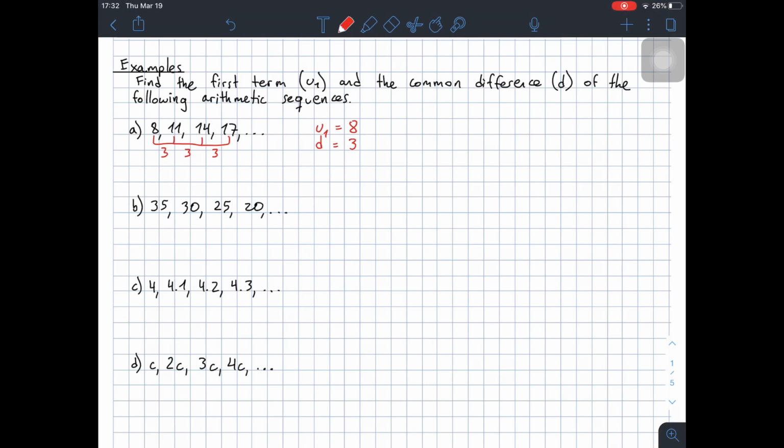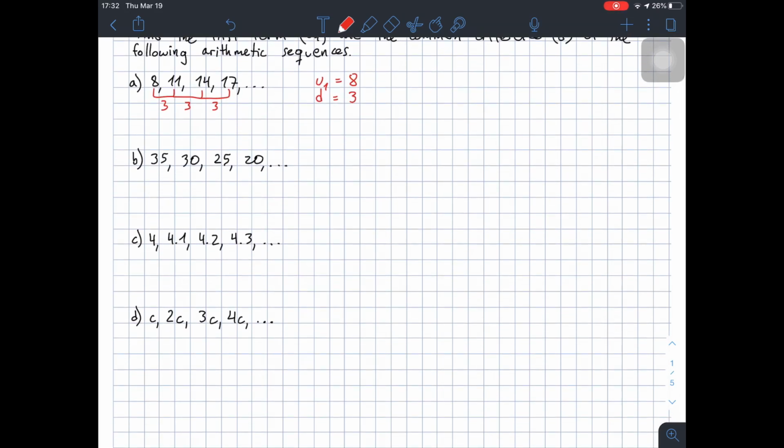So what do you think will happen if the common difference is negative? The sequence should be a decreasing sequence, like we're going to see now. In this sequence, 35, 30, 25, 20, and so on. U1, the first term, would be 35. And then the common difference, if you calculate it, is negative 5. Remember, it's always the second term minus the previous term, okay? Not the other way around. We're always going to do the second term minus the previous term. Then this term minus this term, then this term minus this term.